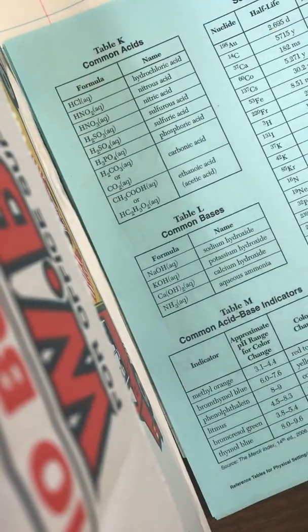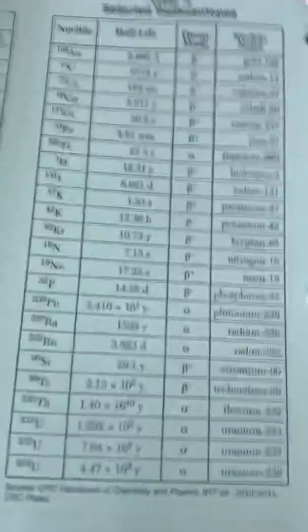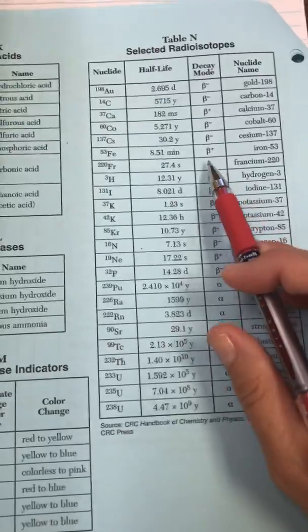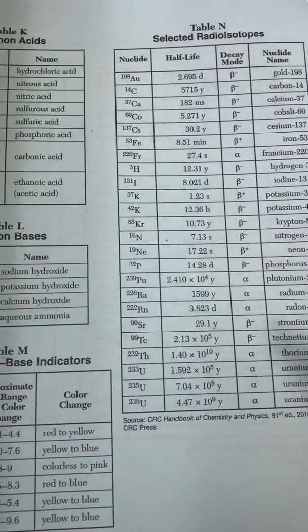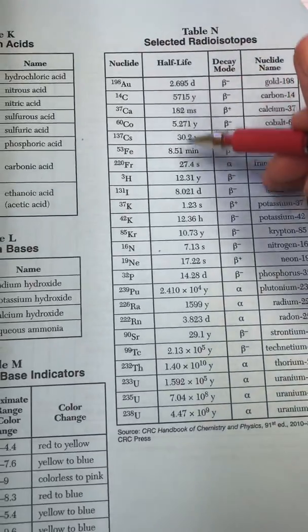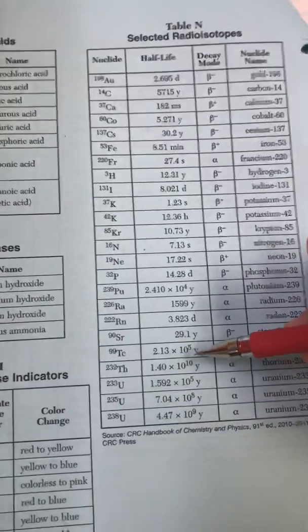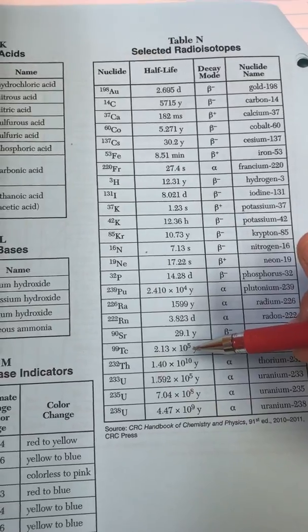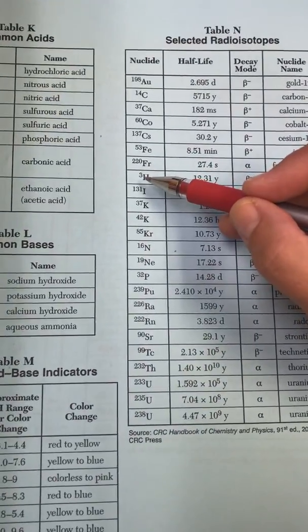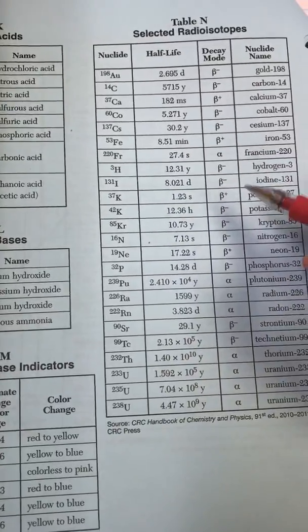So within nuclear chemistry, we talked about these different radioisotopes on Table N and how they naturally decay, naturally transmutate to another element. And this was their decay mode. Well, on Table N, it also tells you their half-life. So this is how long it takes for half of the mass of a sample of this element to naturally decay. So we're going to use those numbers in our problems.